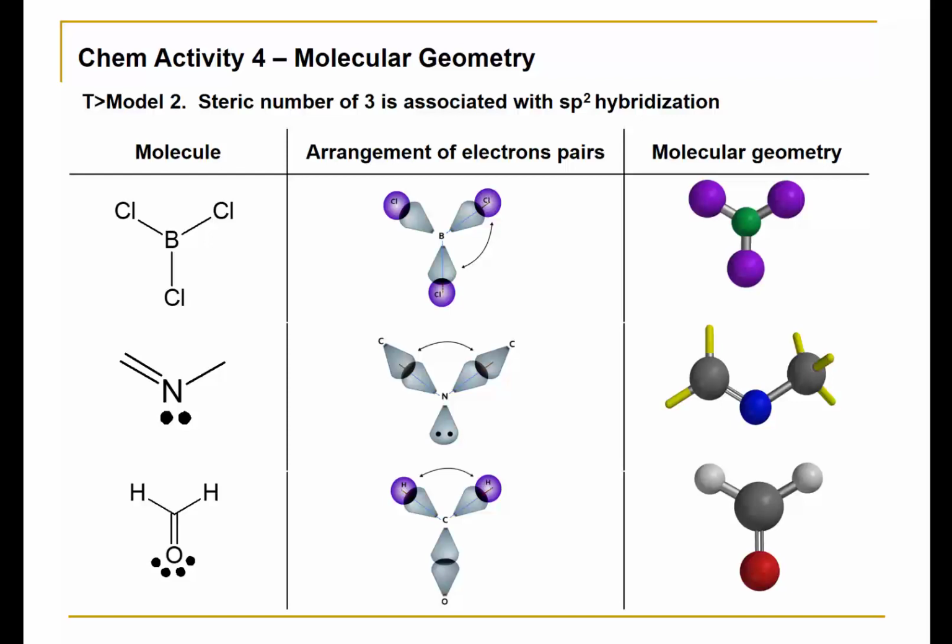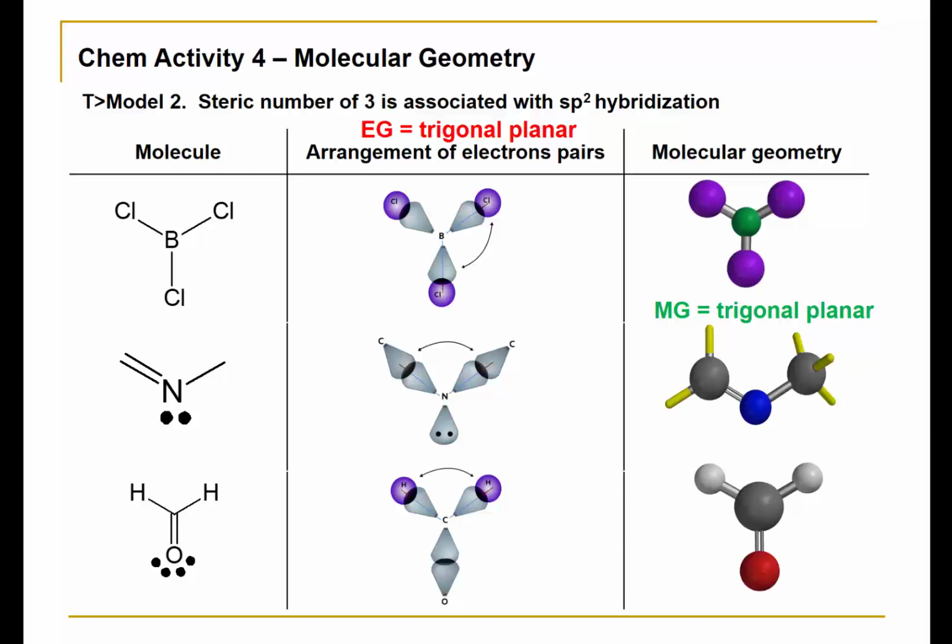We knew that carbon making 3 sigma bonds had an sp2 hybridization. Well, a steric number of 3 is also associated with sp2 hybridization. So we're looking at boron, nitrogen, and a carbon also. And all 3 of these have steric number equal to 3. In this case, if there are no lone pairs of electrons, as in the case of boron trichloride, then the electron pair geometry will equal the molecular geometry. So of course the electronic geometry in all these cases is trigonal planar, and in the case of boron trichloride, the molecular geometry equals trigonal planar.